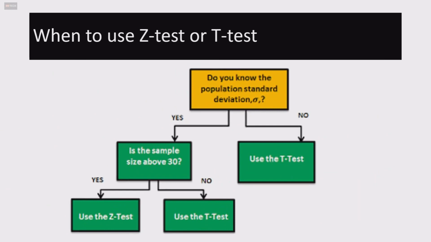Alright, so when to use z-test and when to use t-test. Do you know the population standard deviation? If you don't know it, automatically you are using a t-test. But if you know it, you still have one condition again. Is the sample size above 30? If it's above 30, you are using a z-test. If it's not above 30, you are using a t-test.